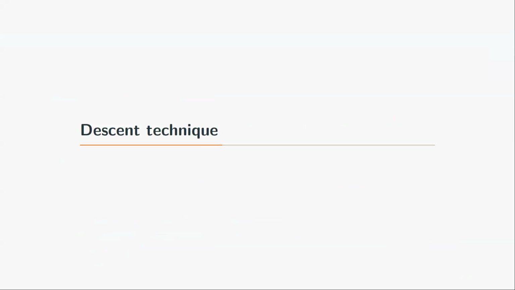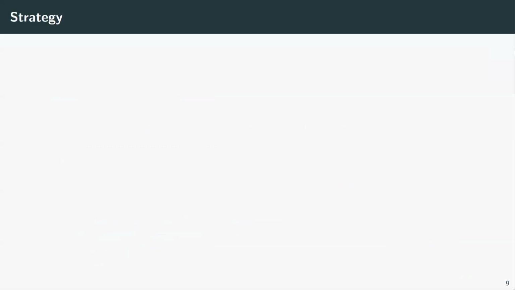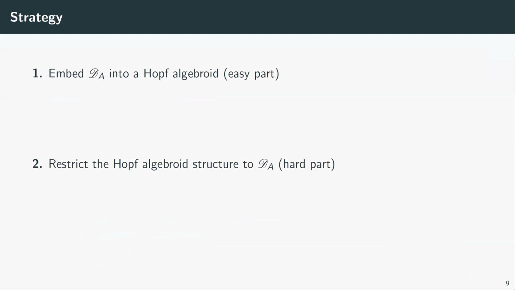So now I will introduce the descent technique we use to construct a co-multiplication. The strategy is that we embed dA into a Hopf algebroid. And this part is easy because we have those theorems which tell us when dK is a Hopf algebroid and when we can embed dA into dK. The hard part, and where we made our contribution, was to restrict the Hopf algebroid structure of dK onto dA.